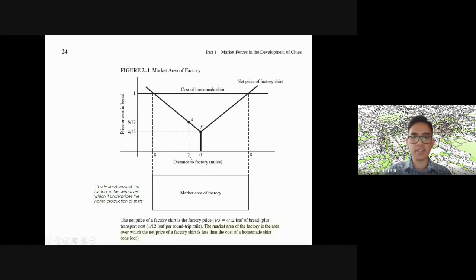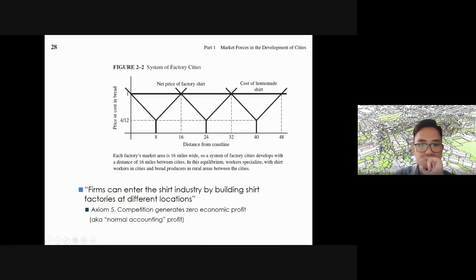How do I describe this? The net price of a factory shirt is a factory price. So net price 1/3 shirt equals 4/12ths of a loaf of bread output. It's too complicated. We'll just skip this. We'll just ignore the math for now.